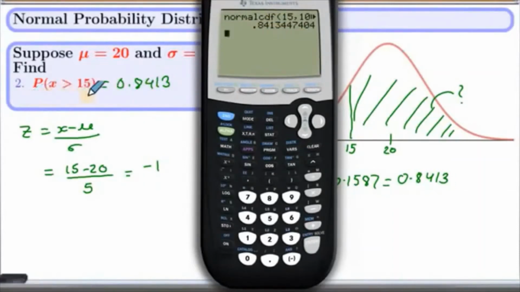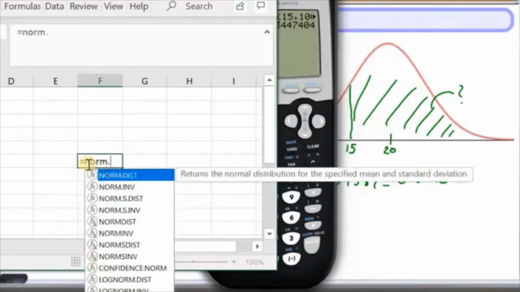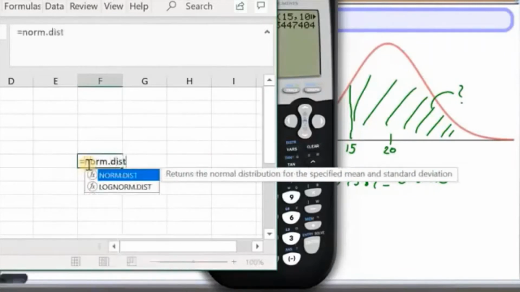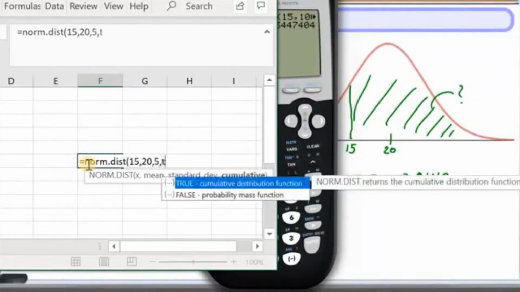Now let me show you how to find this value in Excel. For that, type in equals, then type in norm dot distribution, then put parentheses. Our x value is 15, mean is 20, and our standard deviation is 5. Then we'll be typing true because we are looking at the cumulative probability up to 15.